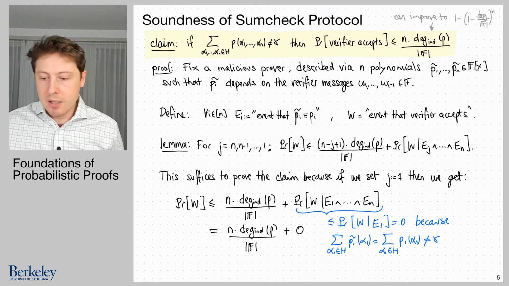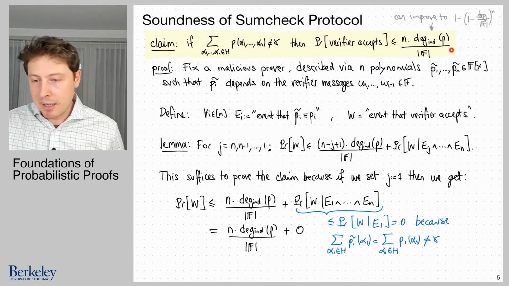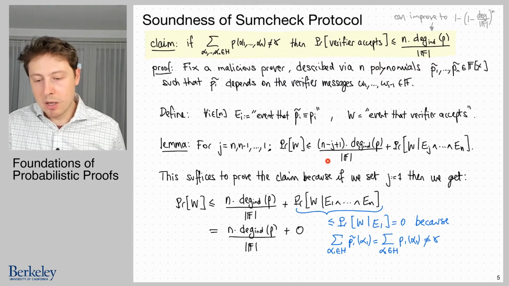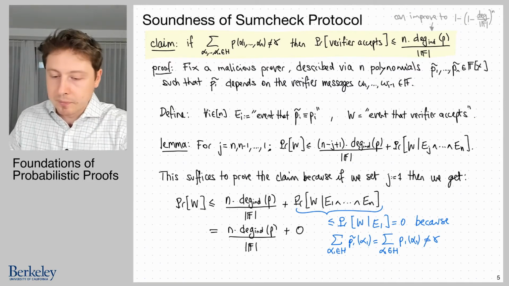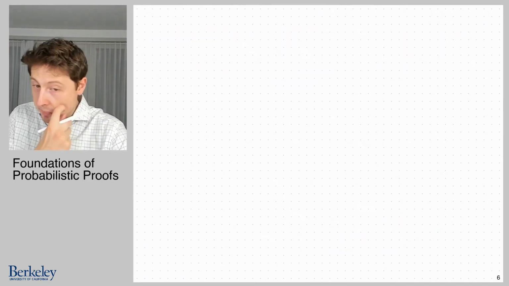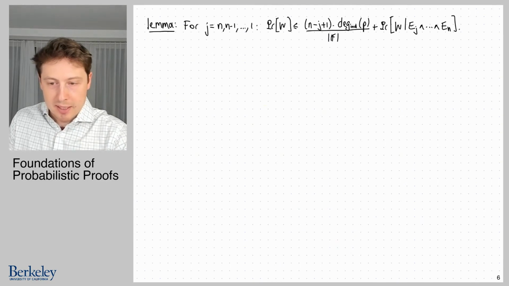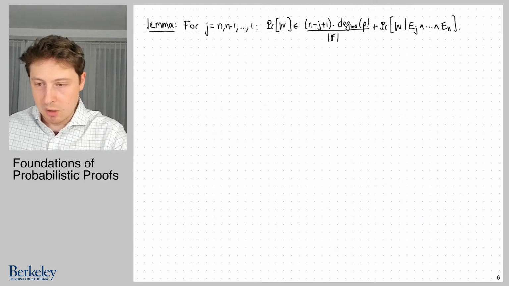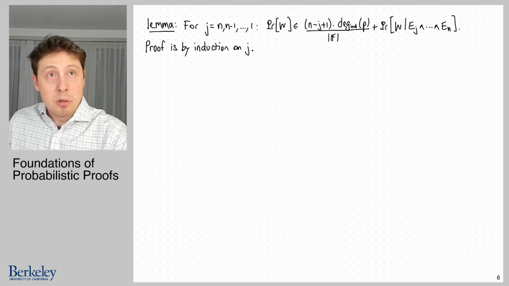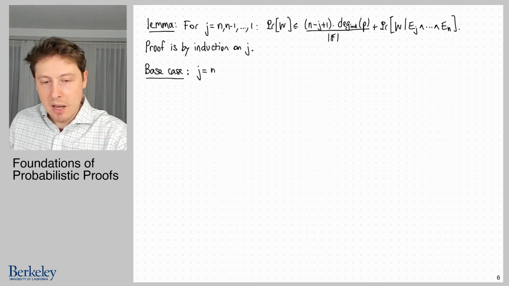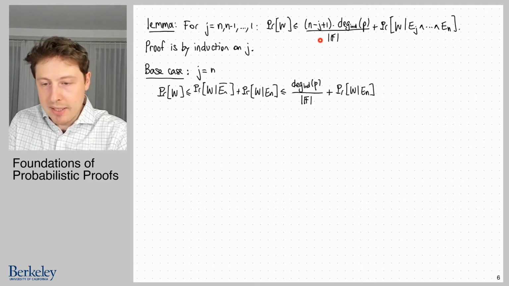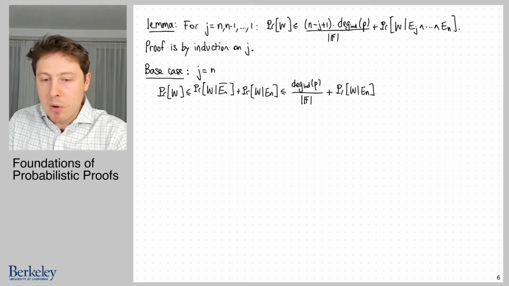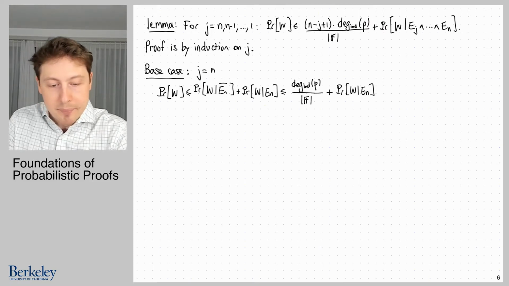Okay, so now we can forget about the claim, and we just focus on the technical lemma. This is where we're going to have to say something useful. All right, so I have just copied the technical lemma here, literally a copy. First, we're going to prove it by induction on j. The base case is when j equals n. So in this case, we want to prove this when j equals n.